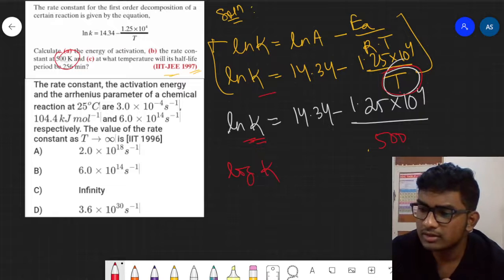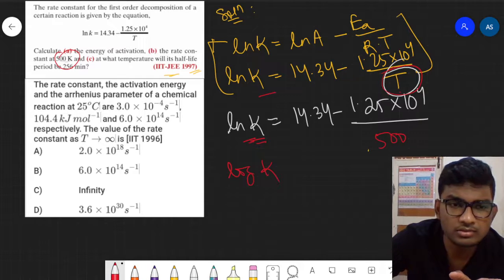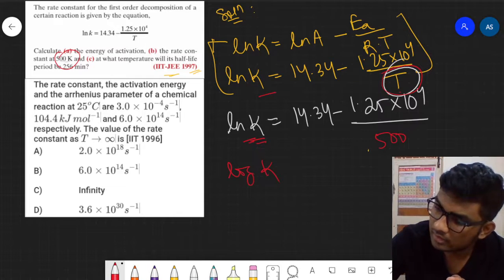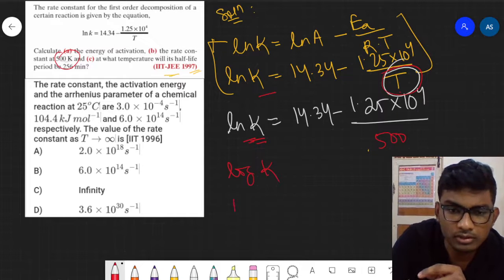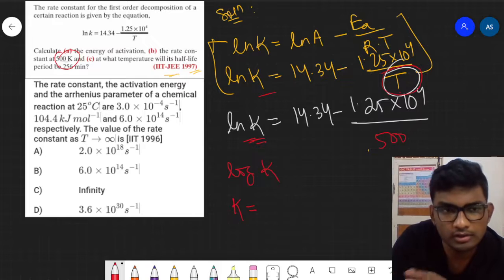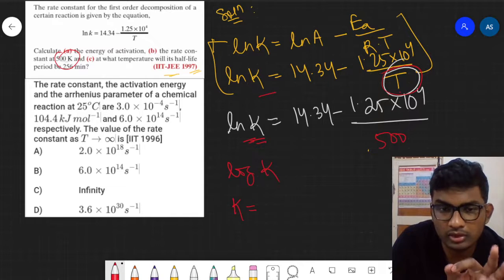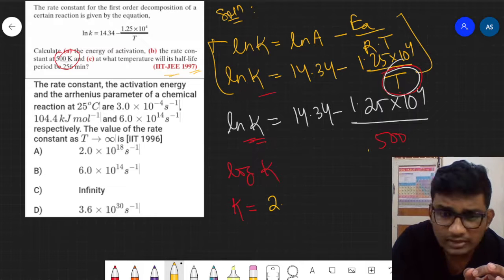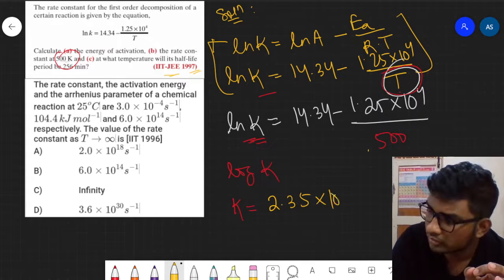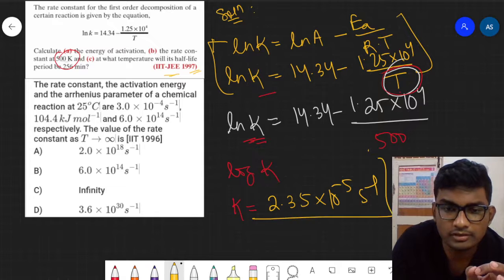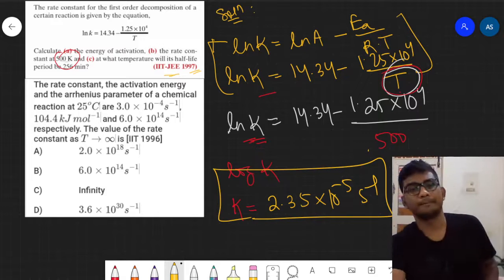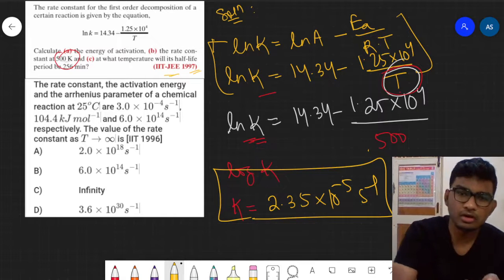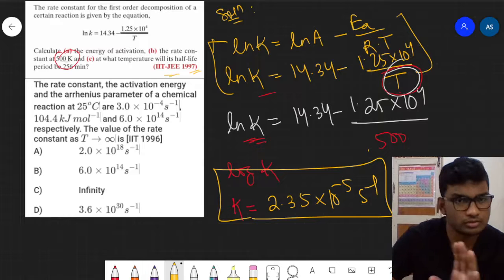Okay, what is the answer? Actually I have the answer. I think I can give you the answer so that you can check it later. Because I have already solved it, you can recheck with my answer. k is nothing but 2.35 into 10 to the power minus 5 second inverse. This is the value we are going to get for k. So try to solve it and do the calculation properly.